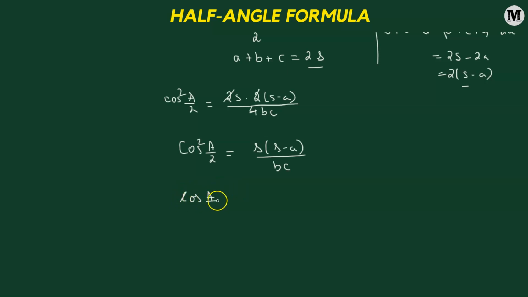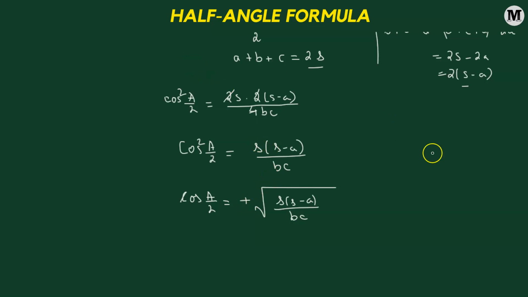So we have cosine of A over 2 equal to, we're going to consider the positive square root, the positive square root of S times S minus A divided by BC. Now the question arises: why are we considering only the positive square root and why not the negative values?